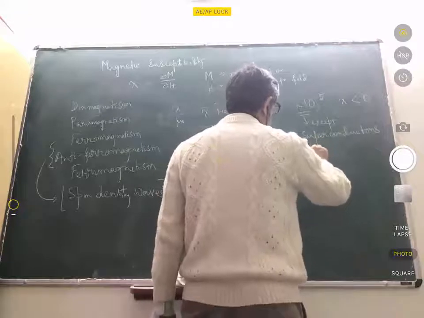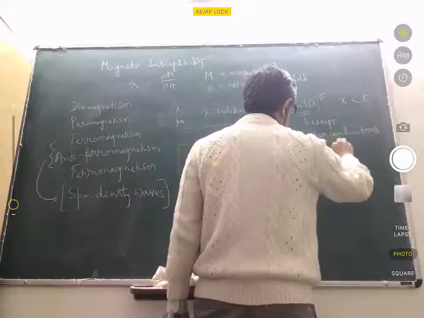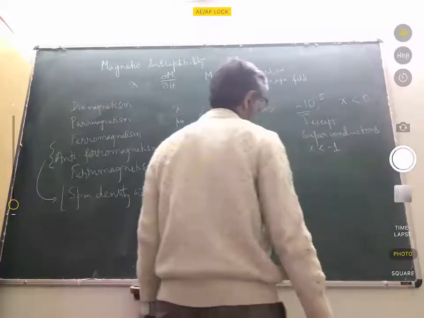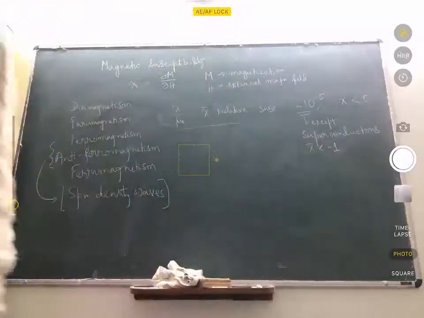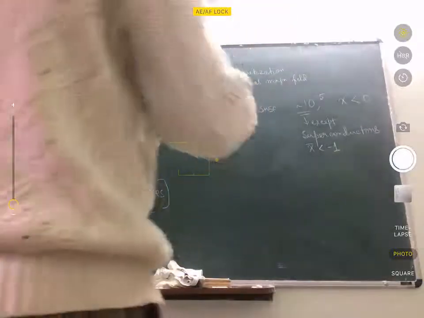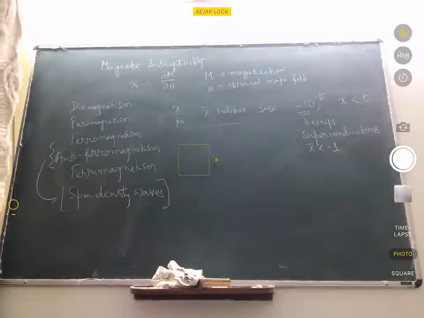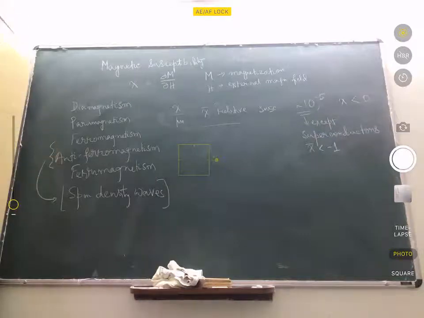So chi is minus one, or chi bar is minus one, I think. So the point is that a superconductor creates a field which completely shields out the external field, so that the effective magnetic field inside the material is zero.